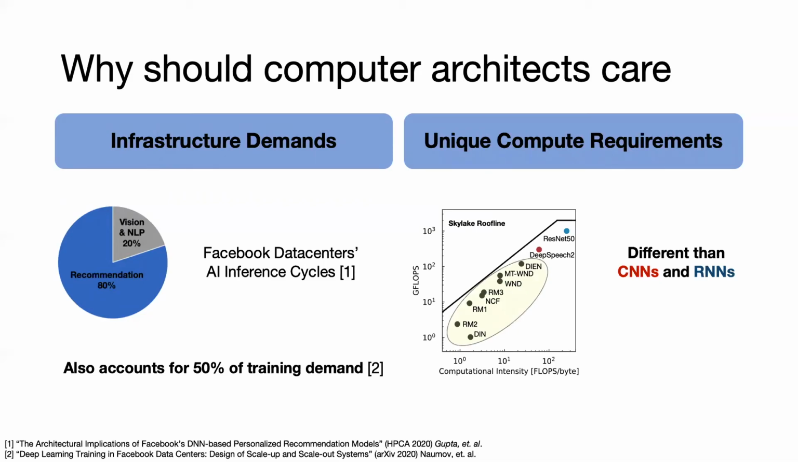On top of this, recommendation systems also pose a unique set of compute challenges. First, compared to the well-studied CNNs and RNNs, recommendation systems occupy a different region of the roofline model. What this means is that these industry-represented recommendation systems stress different compute capabilities. Secondly, the model architectures themselves can vary greatly. This leads to a diversity of bottlenecks that we will explore in this talk.